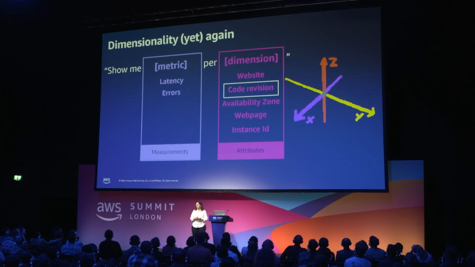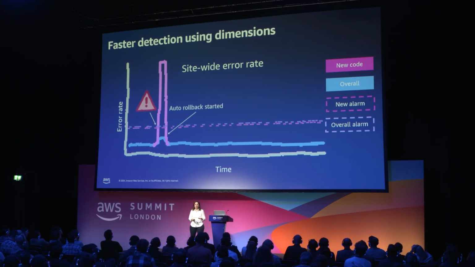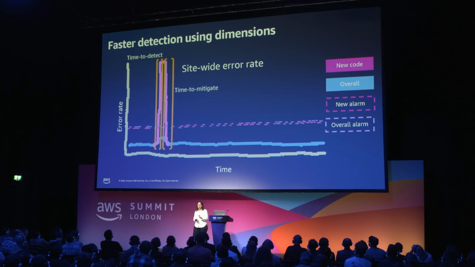Yep, dimensionality again, where we measure the number of errors per code revision. And when you track the error rate for each code revision, you can see there's a significant spike when the new code is deployed. And that's a clear indication that that's where the problem lies. And when it's detected quickly and auto rollback also kicks in, the time to detect and time to mitigate shrink way down. And that's as good as it can get, apart from not deploying buggy code in the first place.